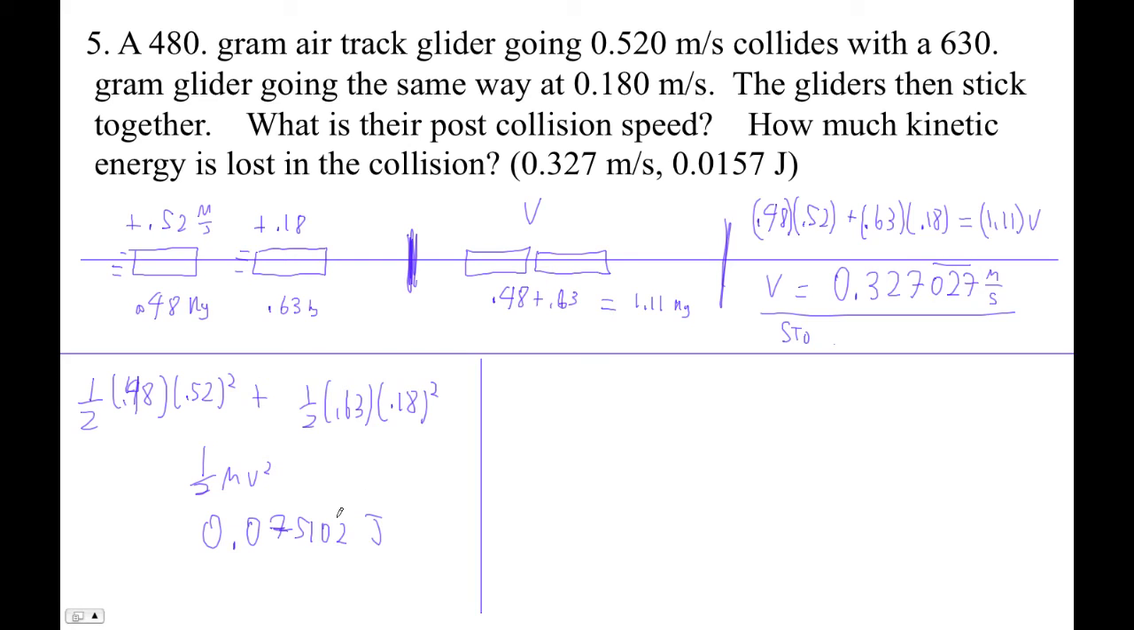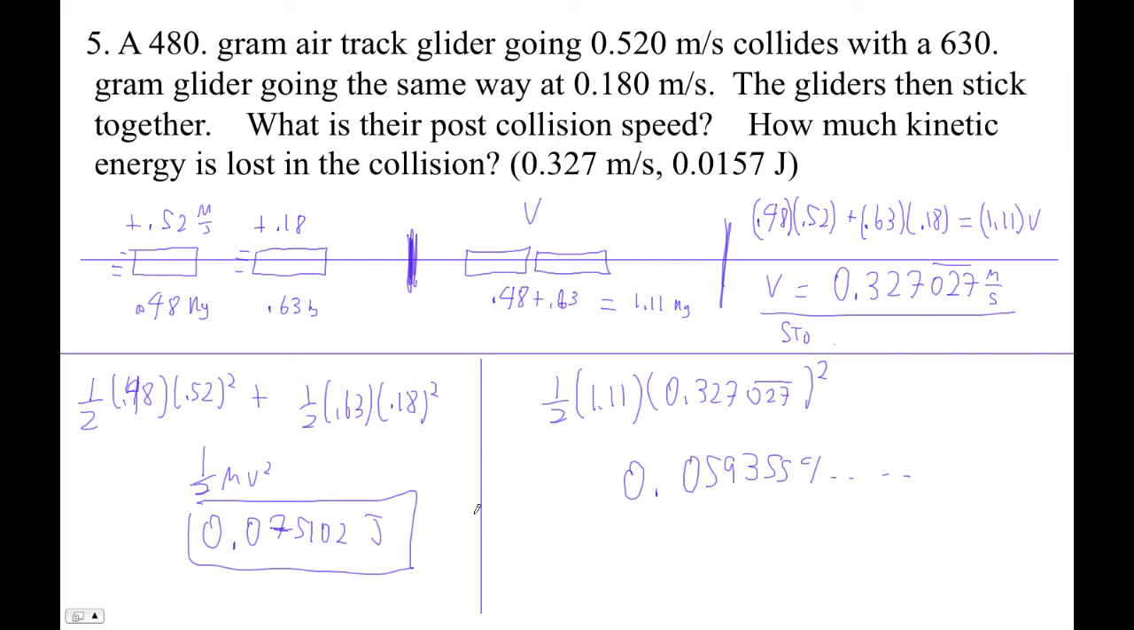Okay, that'll be my energy before, and then my energy after is 1/2 times 1.11, the mass afterwards, and then this exact number there, right? 0.327027 squared, right? Okay, so 0.5 times 1.11 times, and then I'm going to go up arrow. I'm going to take that exact number, toss it in there. The key here is don't round, okay? And that energy is 0.0593554, et cetera, right?